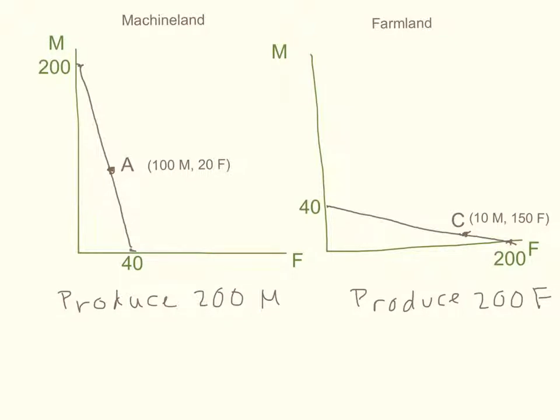That means that farmland will specialize completely in food, and this means that they will produce at this point where it's 200 food and no machines, while machine land is going to specialize in machines and produce 200 machines, and therefore they will be at this point on their production possibility frontier. So we have machine land producing 200 machines and farmland producing 200 food.